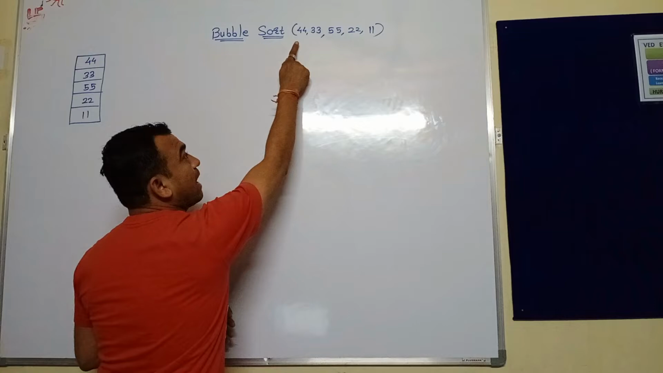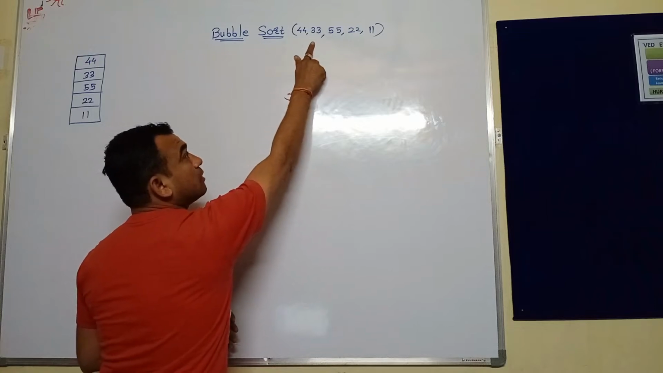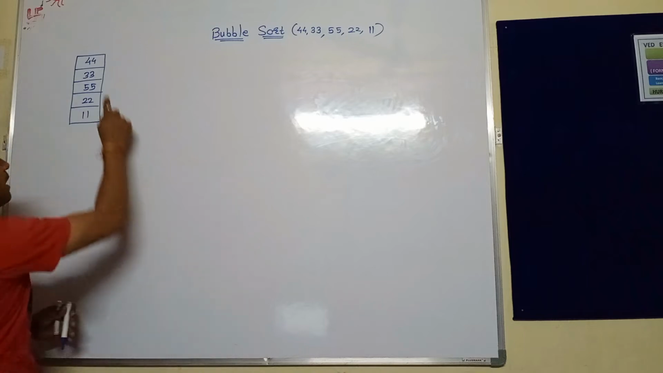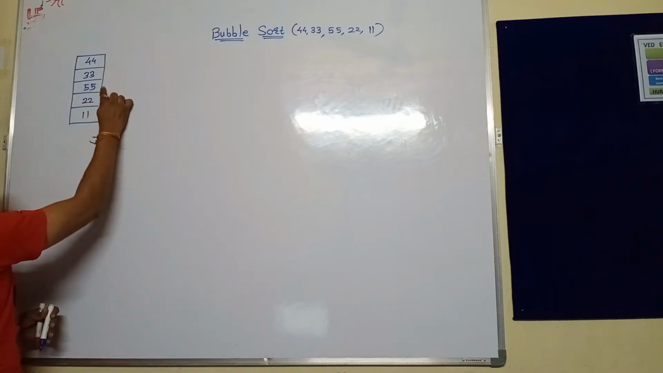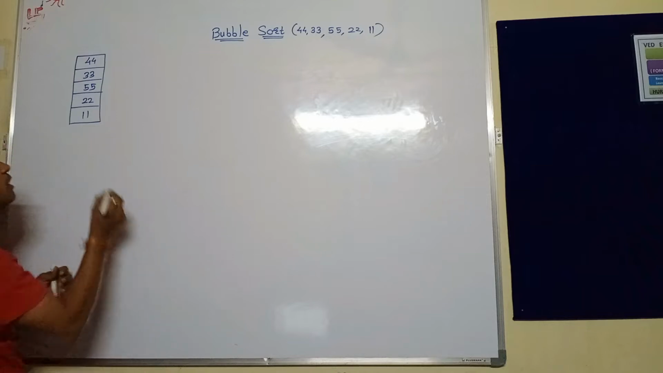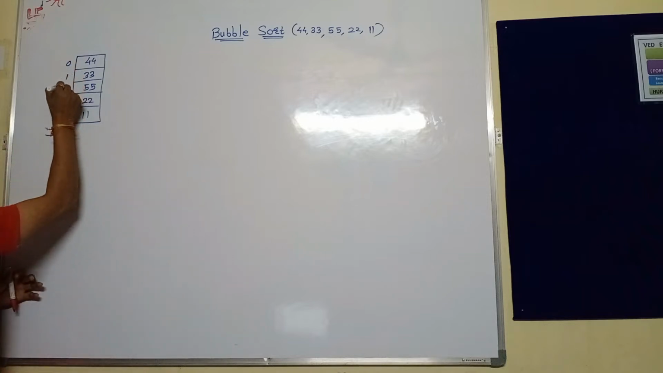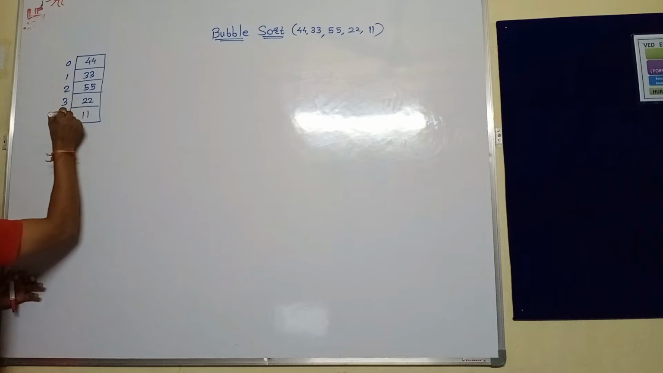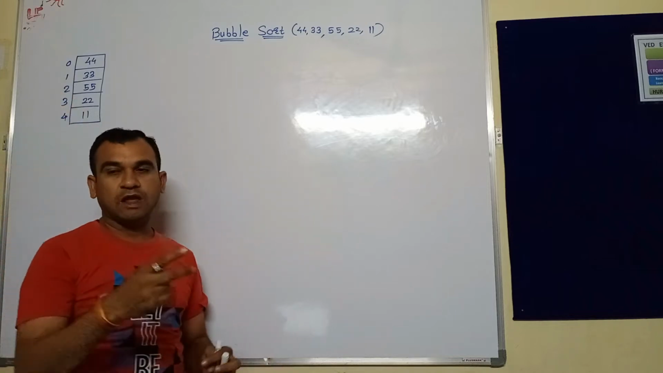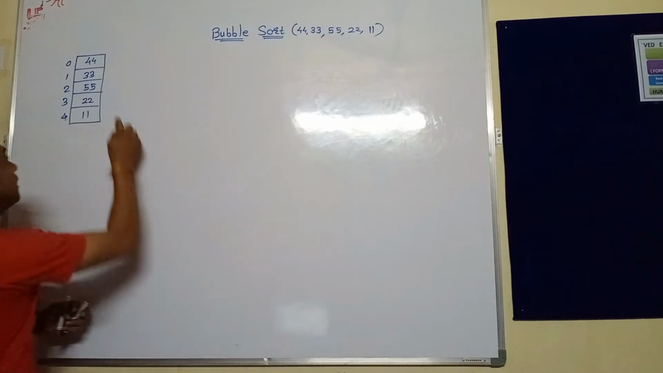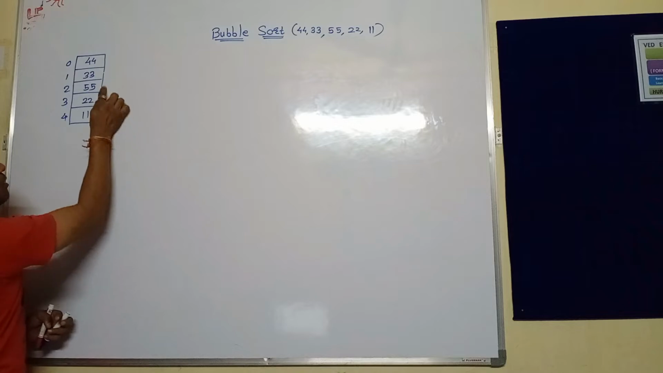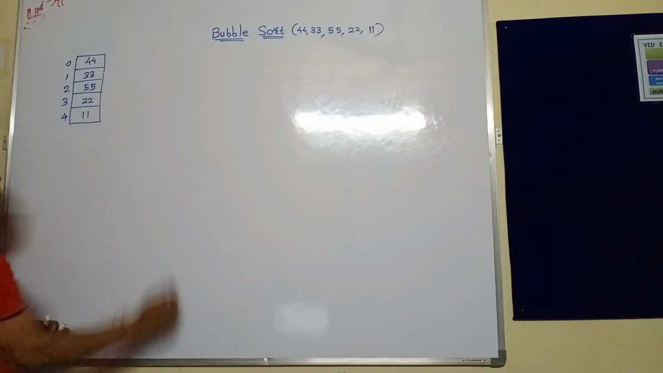Here we have the array 44, 33, 55, 22, 11. Array always starts with the 0 index, so this is index 0, 1, 2, 3 and 4. In bubble sort, we are always comparing neighboring elements. These two are neighbors, these two are neighbors, these two are neighbors, these two are neighbors.